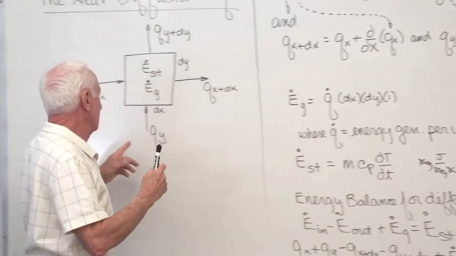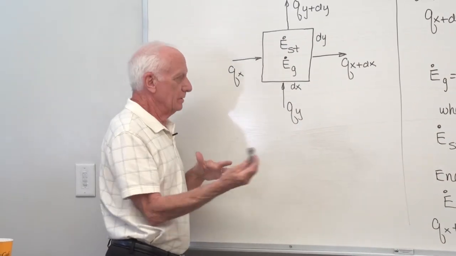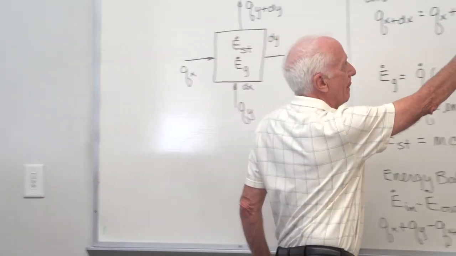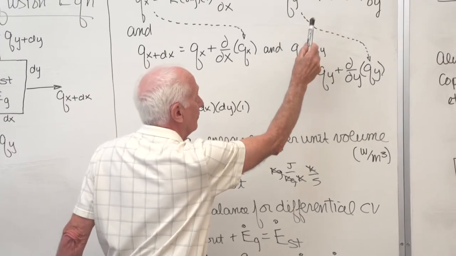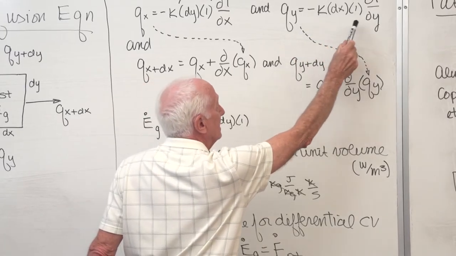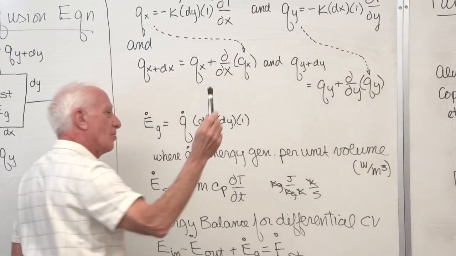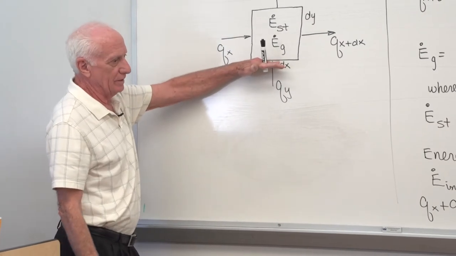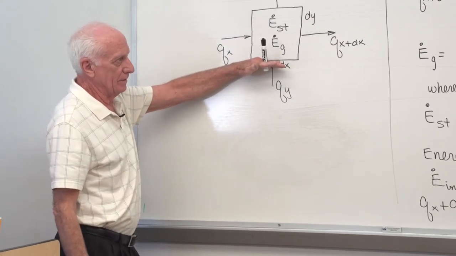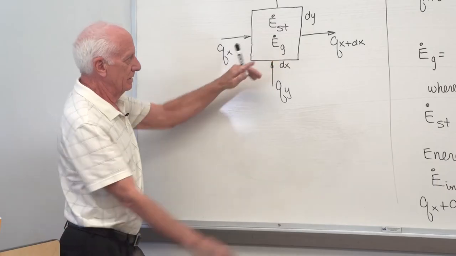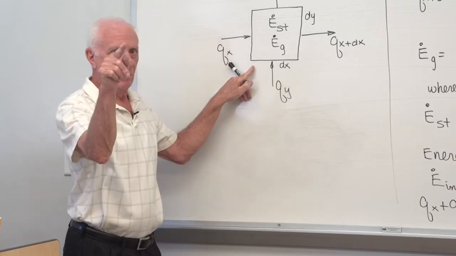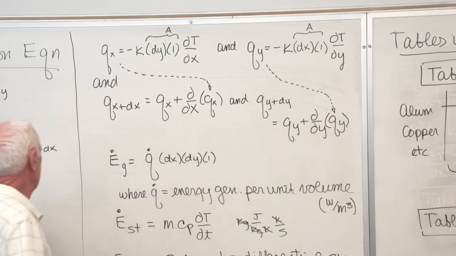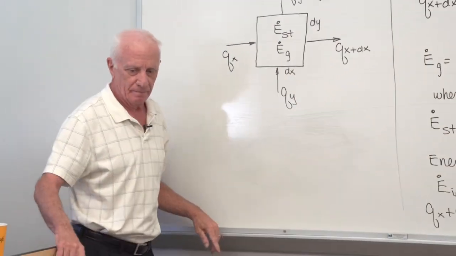Similarly, coming in the bottom, we assume conduction, Qy. Chapter 1, Fourier's law: minus k times the area times dT/dy. The appropriate area is normal to the heat flow. The heat flow is vertical, so the correct area is dx times 1. Then the heat that goes out the right-hand face.